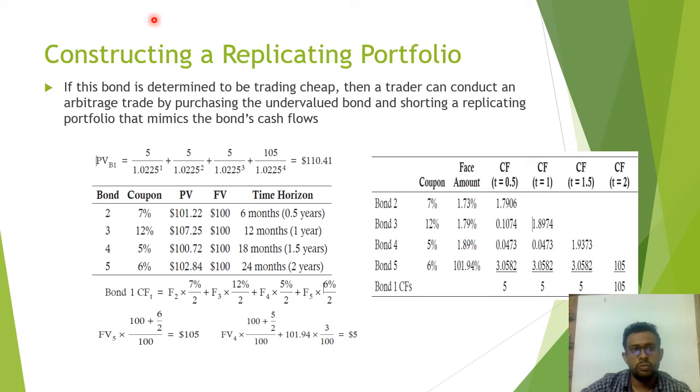Constructing a replicating portfolio. Why do we need to construct a replicating portfolio? It is because a trader can conduct an arbitrage trade by purchasing an undervalued bond or shorting a replicating portfolio that mimics the bond's cash flows. If you don't find any undervalued bond of similar cash flows, like we have already seen, where we did arbitrage using similar cash flows but different prices, then even if you think that there is an arbitrage opportunity, we can short a replicating portfolio that mimics the bond's cash flows.